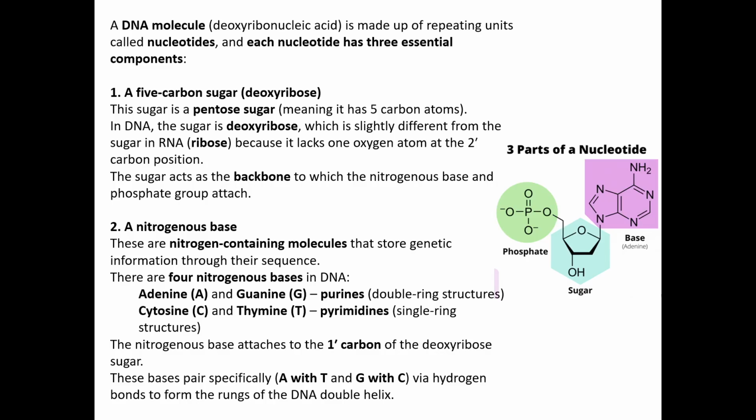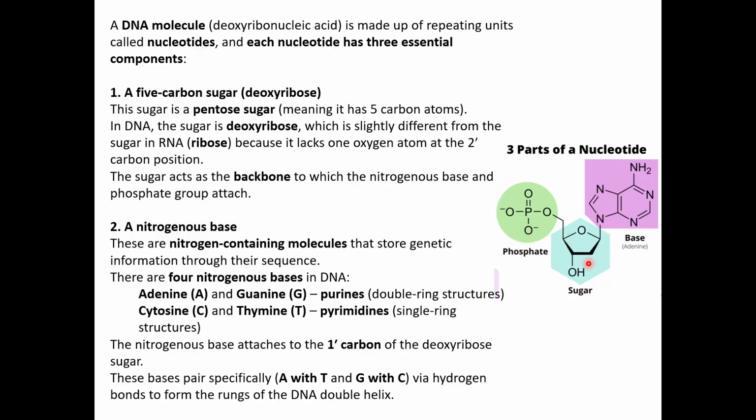Okay. So the first topic is about the nucleotides, the phosphate, sugar and the base pairs of the DNA molecule, that is the basic structure, the parts of a nucleotide. A DNA molecule is nothing but deoxyribonucleic acid and is made up of repeating units of nucleotides. So nucleotides each consist of three main parts.